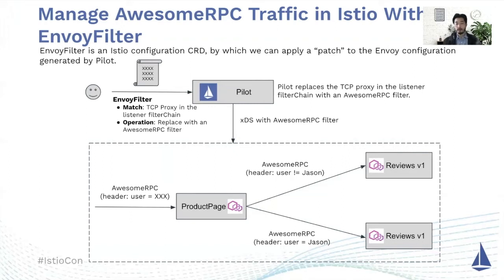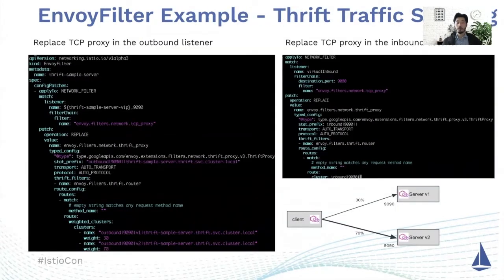Because Pilot doesn't understand the gRPC protocol, it just puts a TCP proxy in the listener filter chain to handle the gRPC traffic. What we could do is create an Istio EnvoyFilter where the match condition is to match the TCP proxy in the filter chain of the listener, and the operation is to replace the matched TCP proxy with a gRPC filter. Pilot will apply that EnvoyFilter and propagate the merged configuration to Envoy. Let's look at a concrete example of an EnvoyFilter.